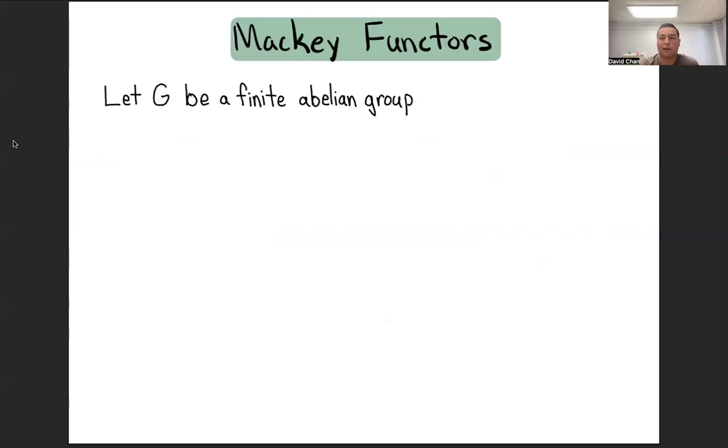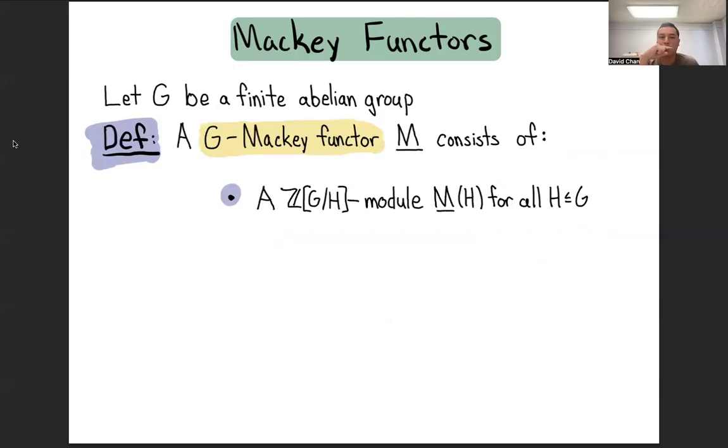So what's a Mackey functor? I'm going to fix G to be a finite abelian group. You don't need it to be abelian. You can totally do this without the abelian part. It's just easier to write the definition with the abelian assumption. So that's what I'm going to do. So what is a G-Mackey functor? I'm always going to underline these things. So if I write M underline, that means it's a Mackey functor. If you see something which isn't underlined, it's probably a group or a ring.